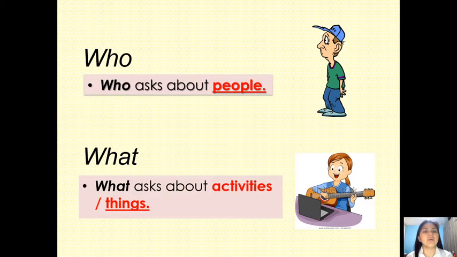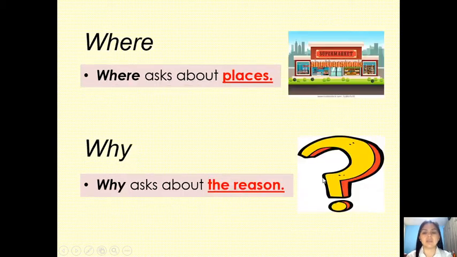For who, when do you use who? Who, yes, is to ask about people, right? We have the picture there. What is to ask about activities or things. Let's continue. Where? Where, yes, asks about places. Yes, for example, the supermarket. Maybe the movies.